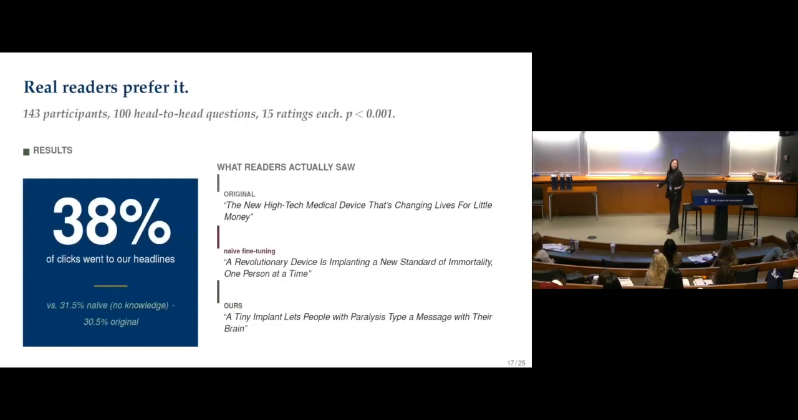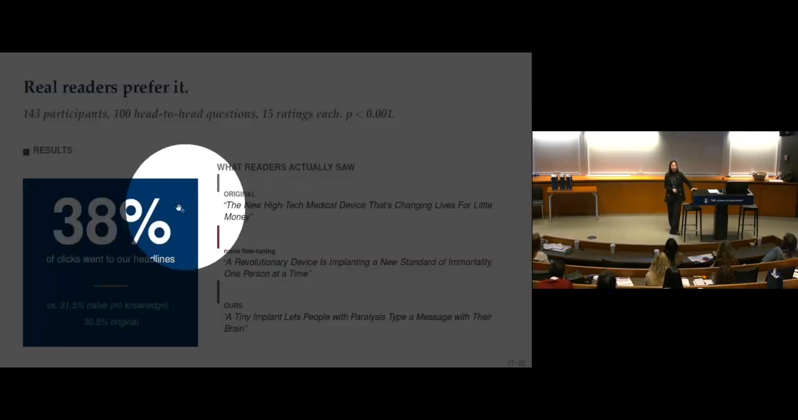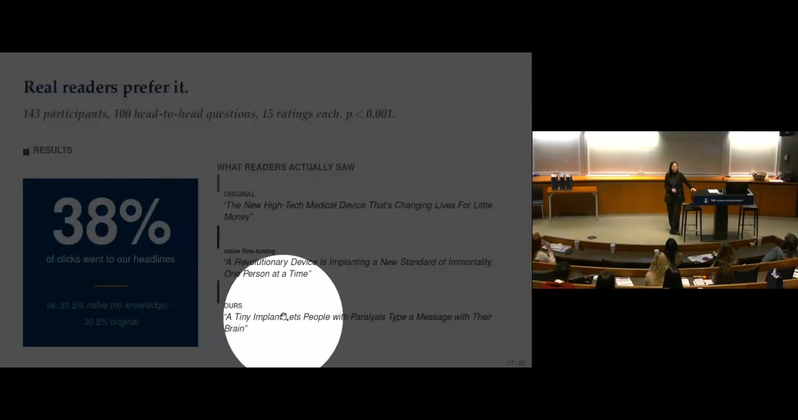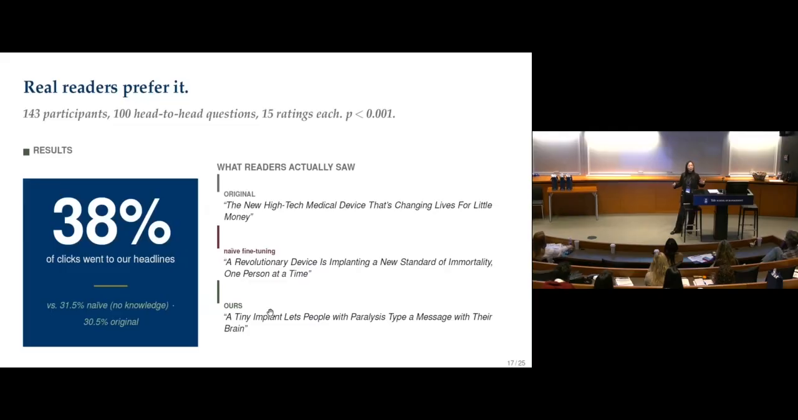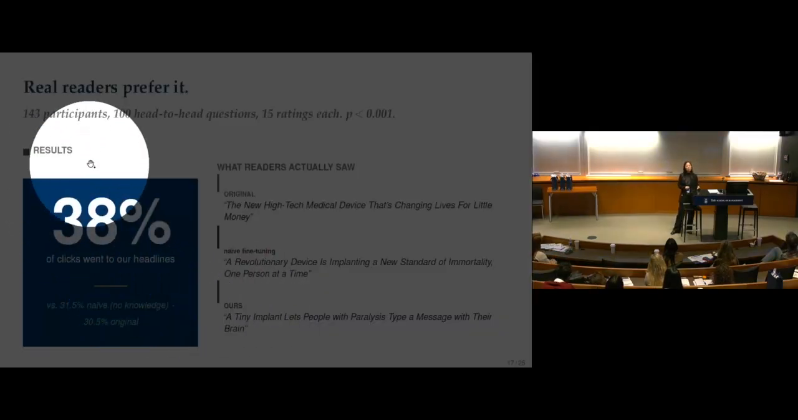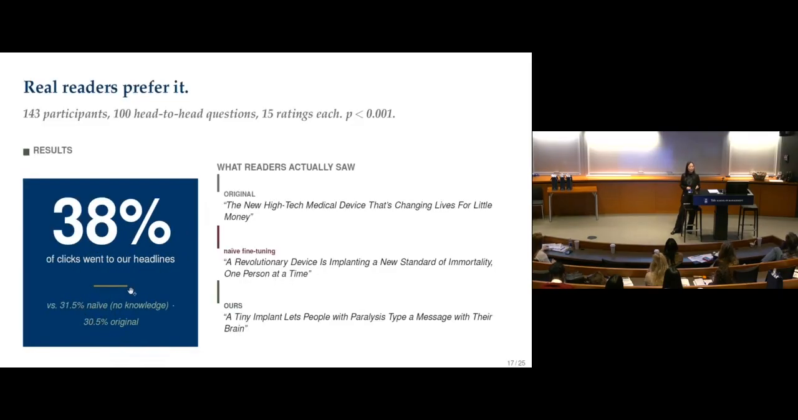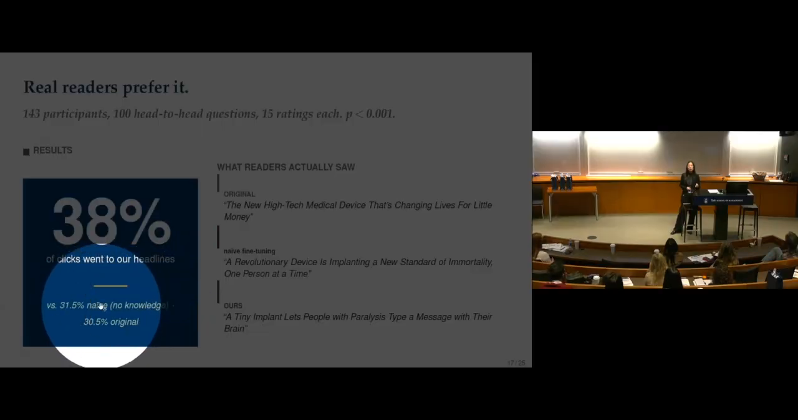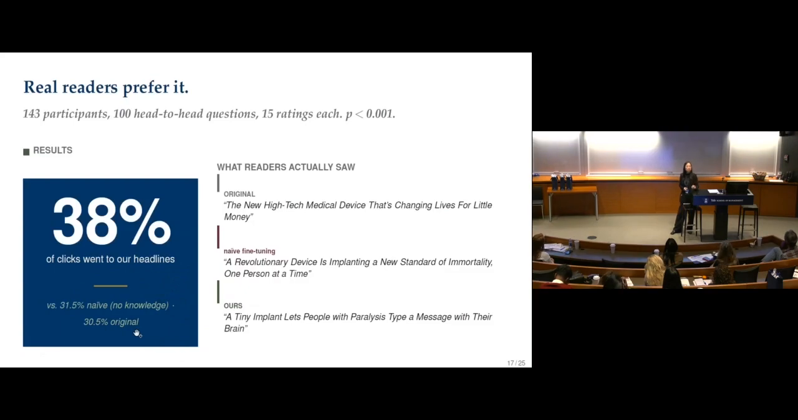All right, and then we did some human evaluation. Even though we cannot do a real field experiment on their platform, we recruited humans to compare across the original, naive fine-tuning, and ours. If they are tied, that will be 33%. Overall, out of 100 questions with 143 participants, we're able to achieve 38% click-through, compared to 31.5% if we use naive fine-tuning, and 30.5% versus the original. So there's indeed an effective improvement in engagement.